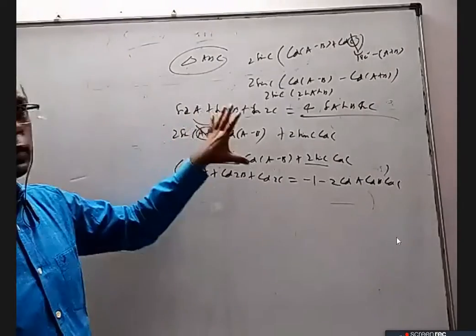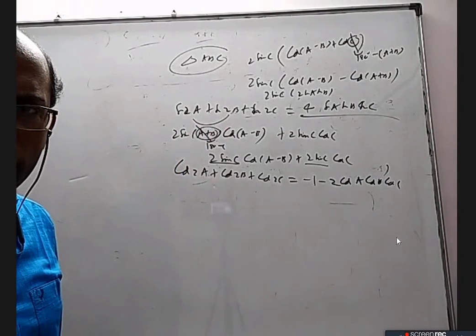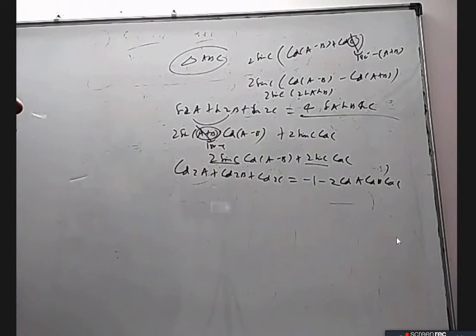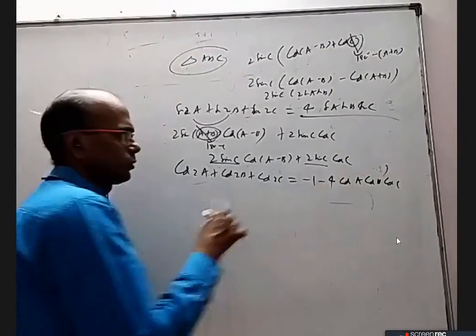Okay, sir, no doubt, right? You got some idea. Yes, please. Sir, cos 2A plus cos 2B plus cos 2C is equal to minus 1 minus 4 cos A cos B cos C, sir. Yeah, it is 4. I just wrote roughly.